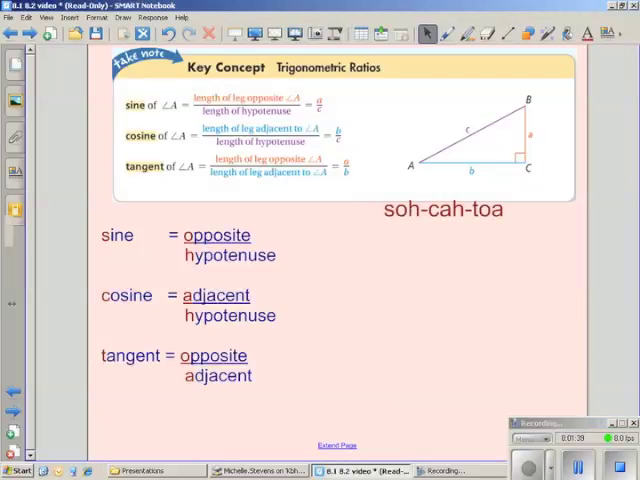The SOH is for sine equals opposite over hypotenuse. CAH is for cosine equals adjacent over hypotenuse. And TOA is used for tangent equals opposite side over adjacent side. And this is just to help us remember what side lengths to use for what ratios.